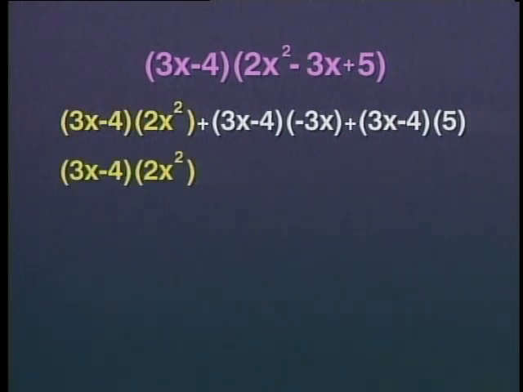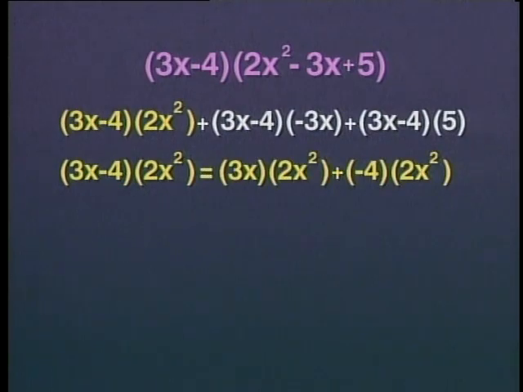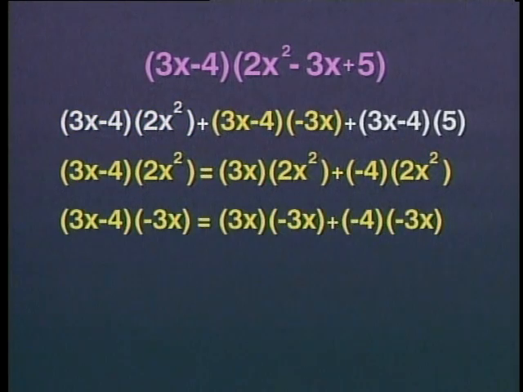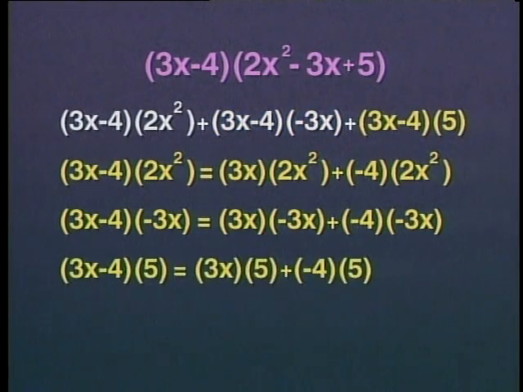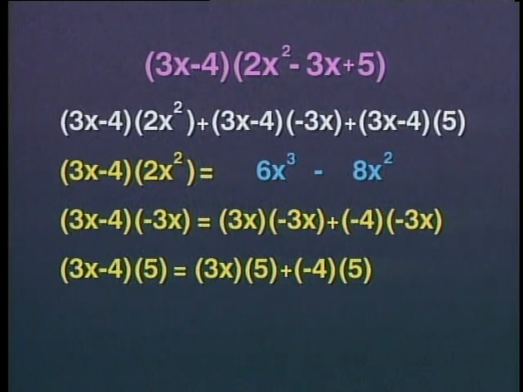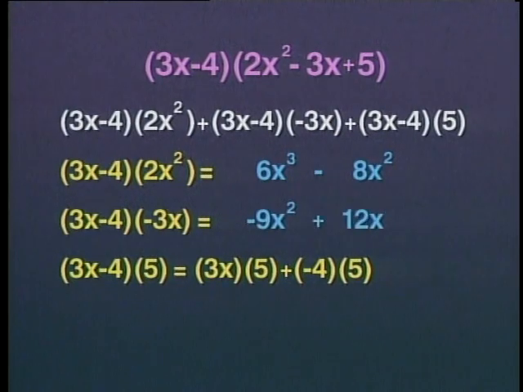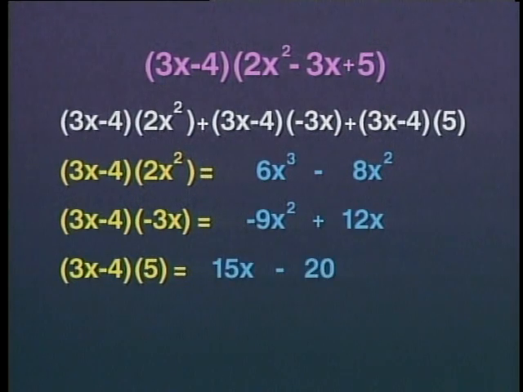3x minus 4 times 2x squared is equal to 3x times 2x squared plus negative 4 times 2x squared. 3x minus 4 times negative 3x equals 3x times negative 3x and negative 4 times negative 3x. And 3x minus 4 times 5 equals 3x times 5 and negative 4 times 5. Now we can multiply and combine like terms. Doing the multiplication gives us 6x cubed minus 8x squared minus 9x squared plus 12x plus 15x minus 20.